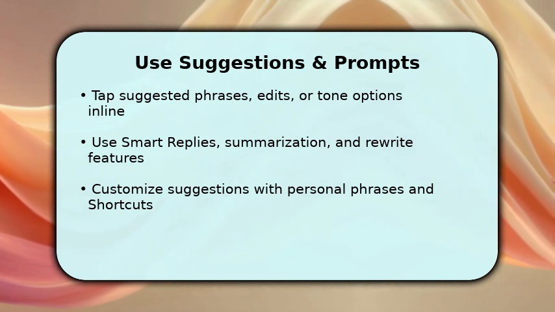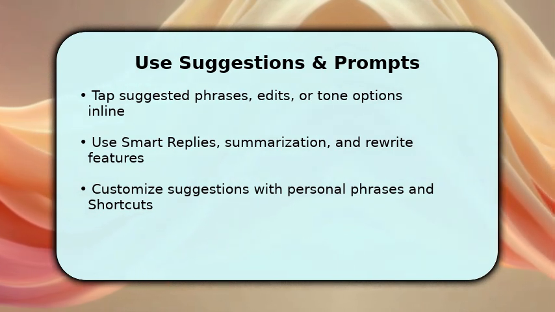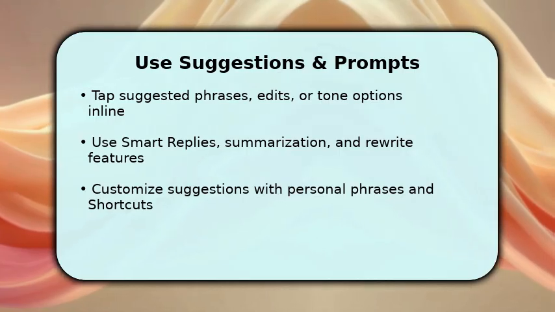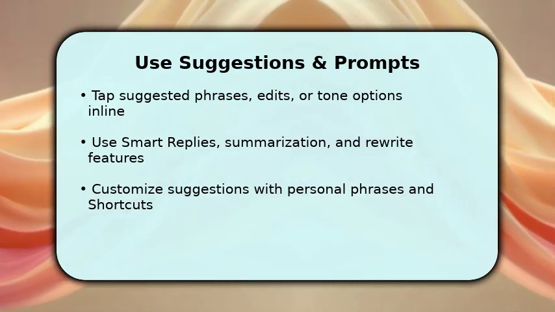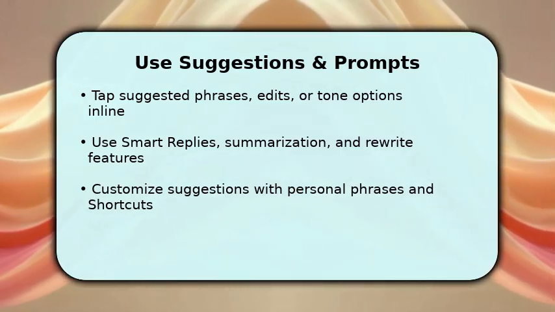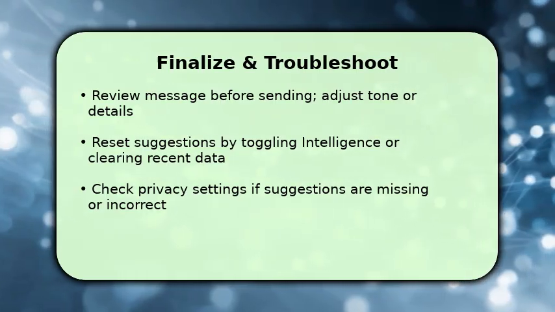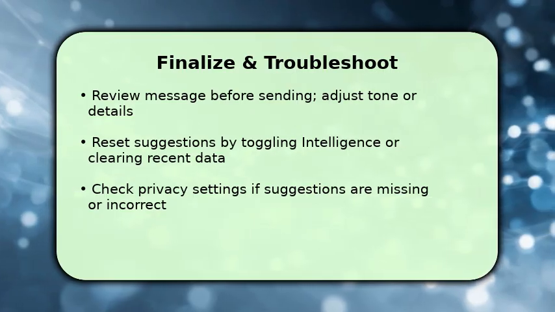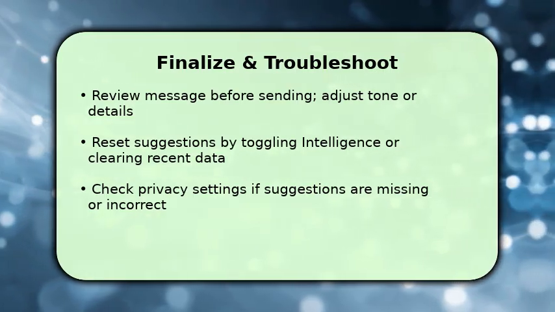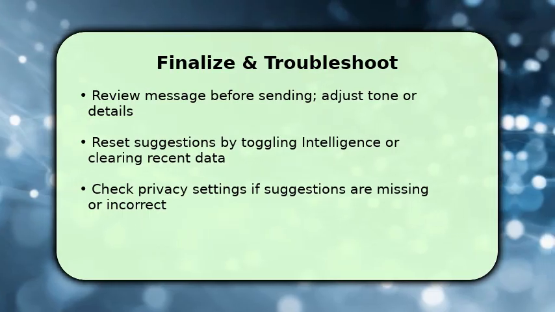If suggestions feel off, refine contacts and recent messages so the model learns better context. You finish messages by reviewing suggested edits and confirming the tone. This ensures accuracy and avoids accidental context leaks. Once done, use shortcuts or templates for recurring messages so Apple Intelligence speeds future texting.